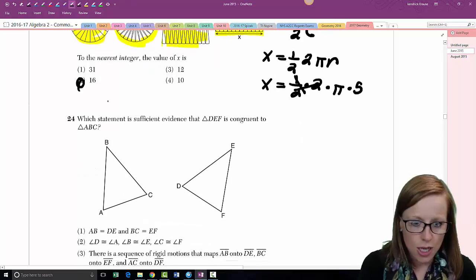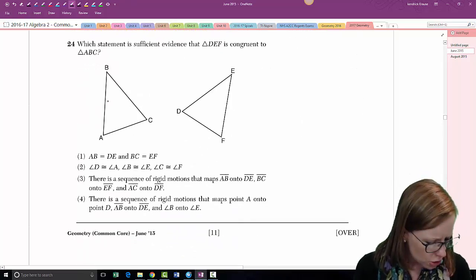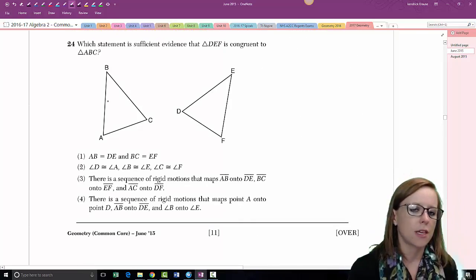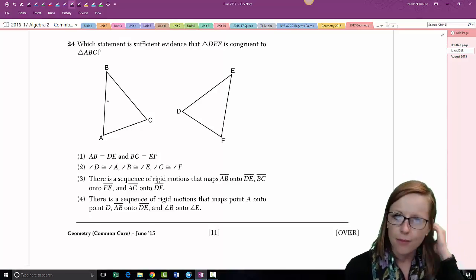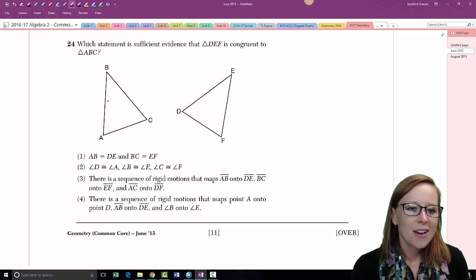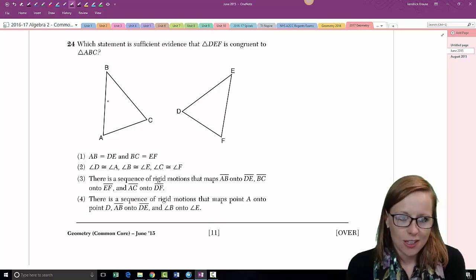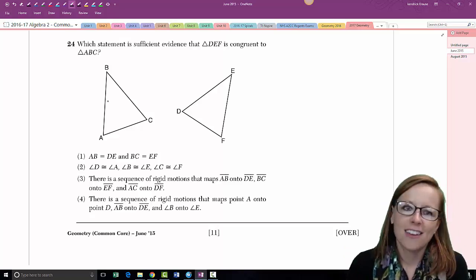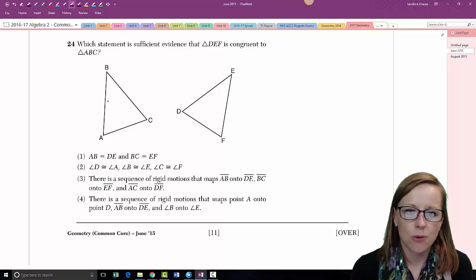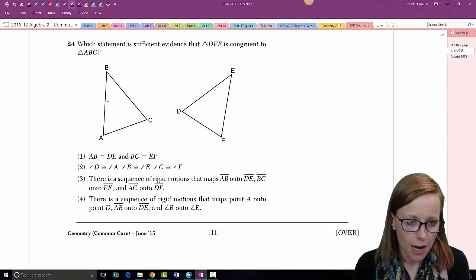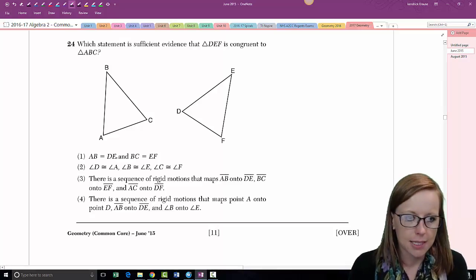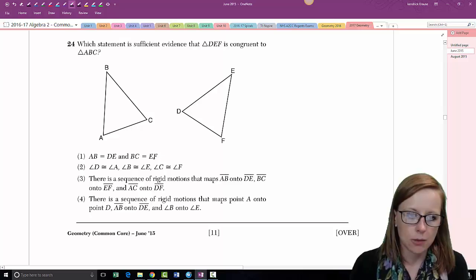Okay, so last question, last multiple choice, and it usually can be the hardest question if the state writes the test correctly, but that's no promise. Which statement is sufficient evidence to prove that the triangles are congruent? Okay, that's great. AB is equal to DE, BC is equal to EF. That would just be side. That's not a congruence theorem. No.